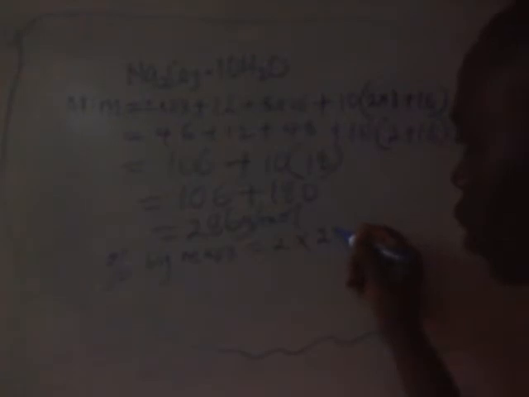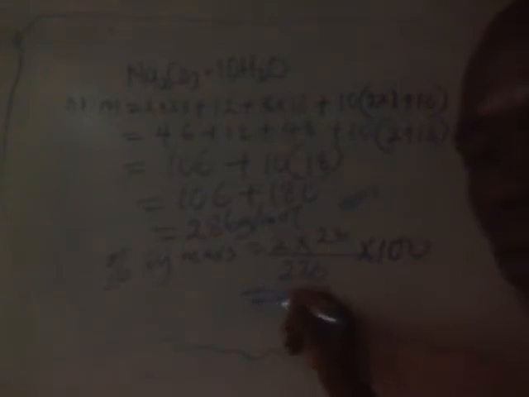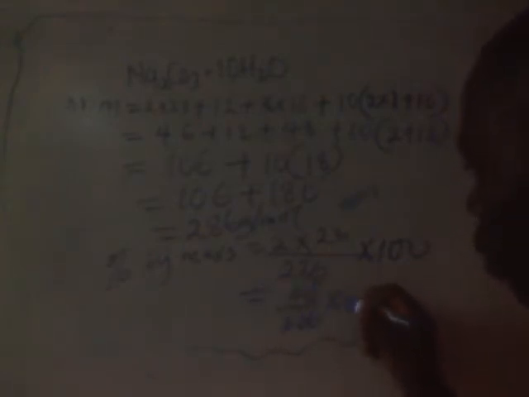That's 23, all over the molar mass of the overall compound. The molar mass of the overall compound is 286. So when that gives us 2, that's 46 times 100. Don't forget to multiply by 100. So that gives us 46 over 286 times 100, that is 46 divided by 286, then multiplied by 100.